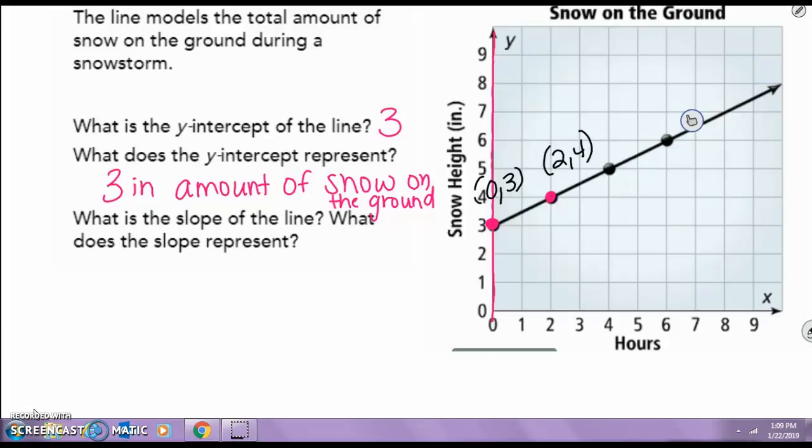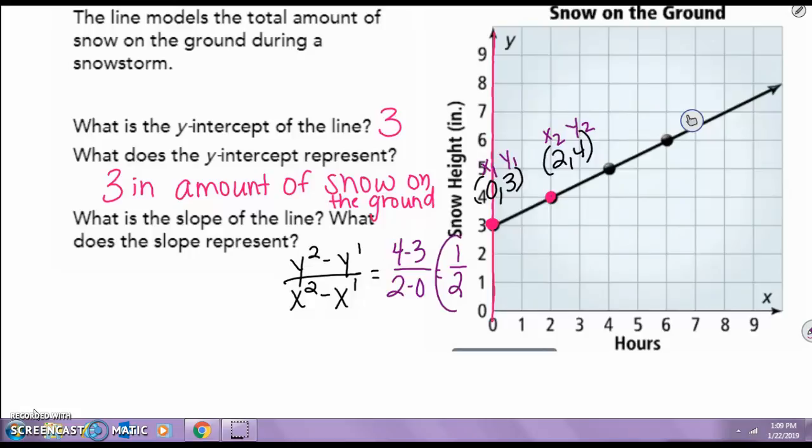So remember, in order to figure out slope from a graph, we use y2 minus y1 over x2 minus x1. If we label our points x1, y1, x2, y2, we are going to subtract 4 minus 3 over 2 minus 0. 4 minus 3 is 1, 2 minus 0 is 2. So our slope is 1/2.